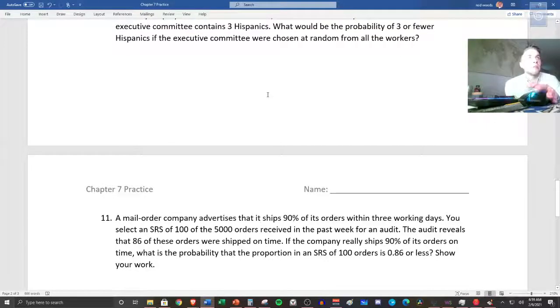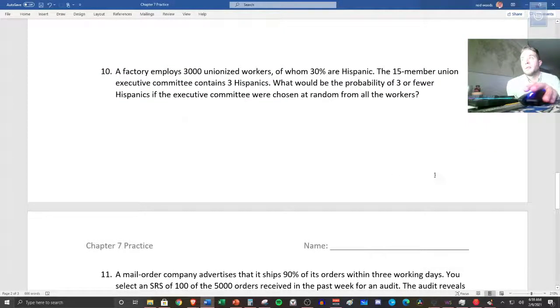So always check normality and the 10% condition first. If it fails those, then you just move on, okay? If it fails those, you move on.